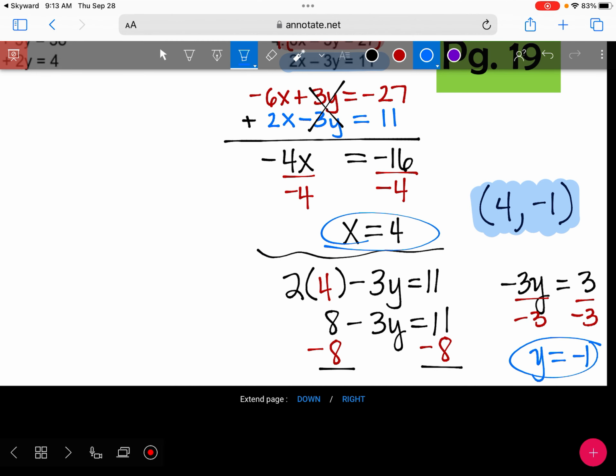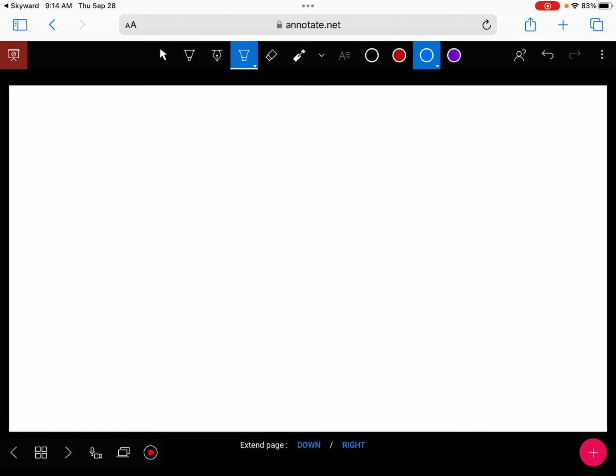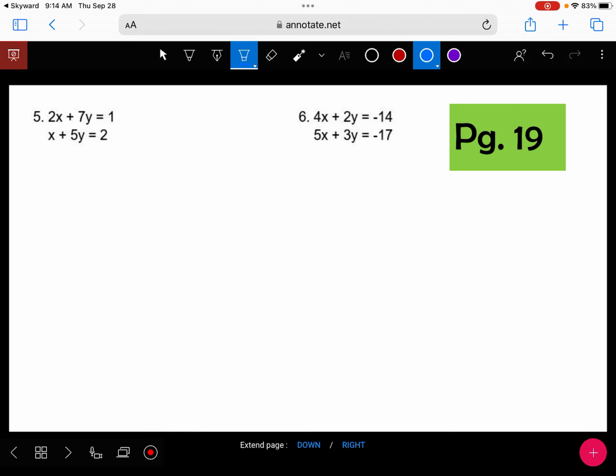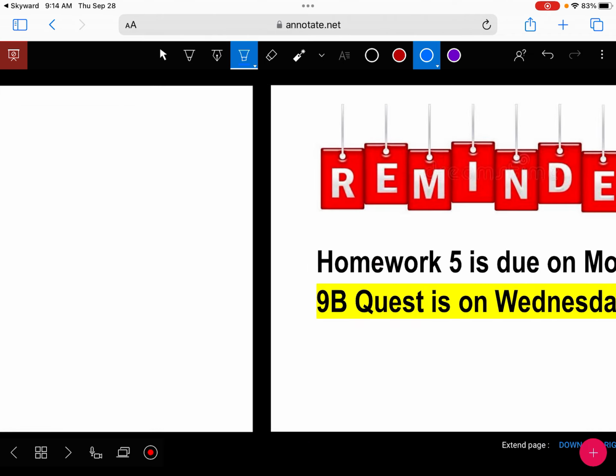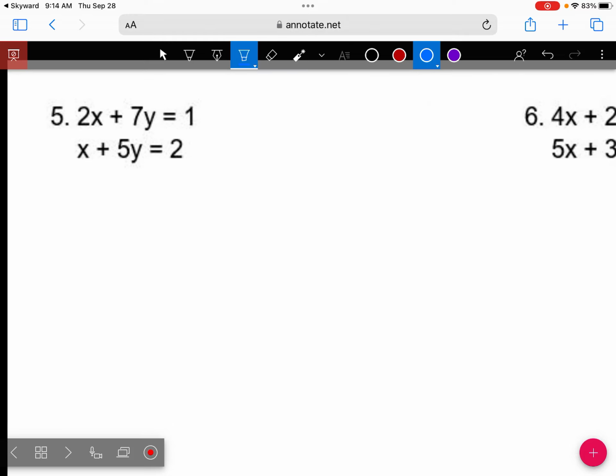Okay, so we talked about what if you don't have to multiply, what if you have to multiply by -1. So let's do a couple more and then you'll have the rest of the class period to work on homework. So let's look at question 5. 5 and 6 and we're done.